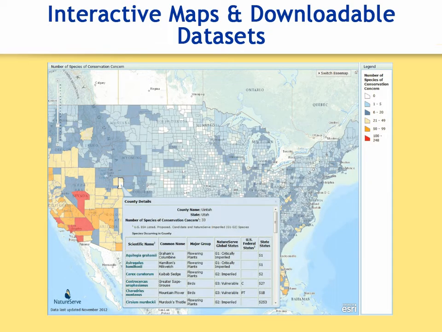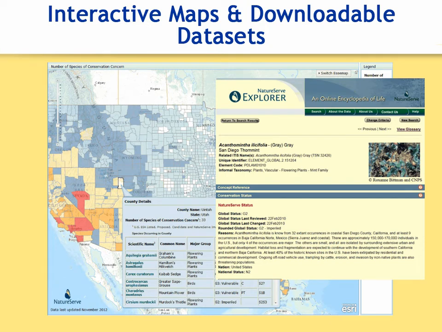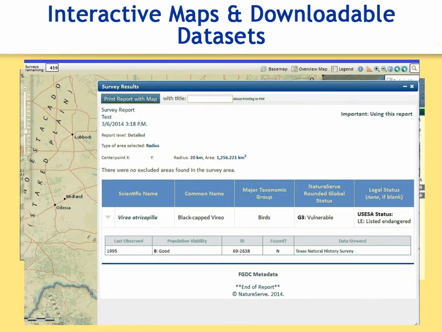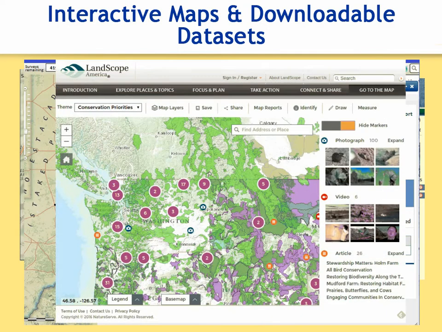NatureServe strives to make as much of our data publicly available as possible in collaboration with our member programs. Some examples of this include off-the-shelf datasets like our species by county and watershed data, an interactive database of species and ecosystem data called NatureServe Explorer, a new online system called NatureServe Surveyor that allows the user to draw a polygon and get information back on the species occurring within that area. And lastly, Landscope America that allows the user to visualize and explore our data with other conservation data layers.